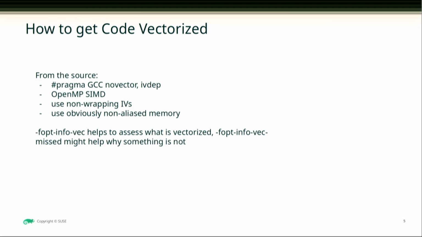And of course, you can use obviously non-alias memory, for example, by using restrict, or by making sure to not use indirect accesses like via pointers, but have global arrays or make sure the compiler sees the allocation site, where it can derive, when the pointer comes from a malloc, that it's obviously not aliased to something else.